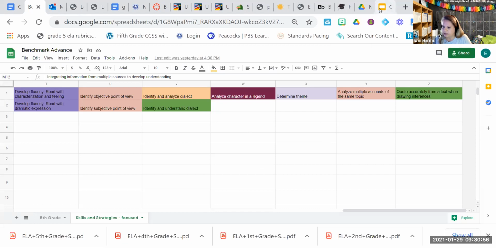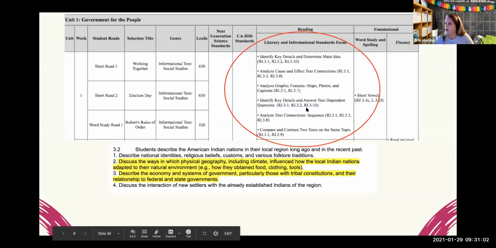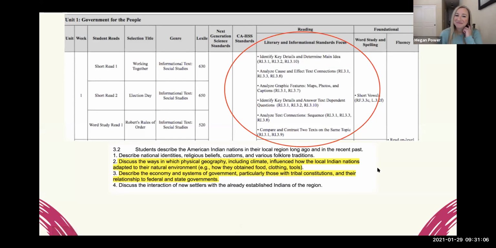All right, let me go ahead and pull that slide back up. I'm actually going to take over that way. Thank you, that would be great. So these are those skills, and you can see the repeated ones. The main idea and key details was repeated many, many times. Cause and effect is repeated many times. Compare and contrast is repeated many, many times.